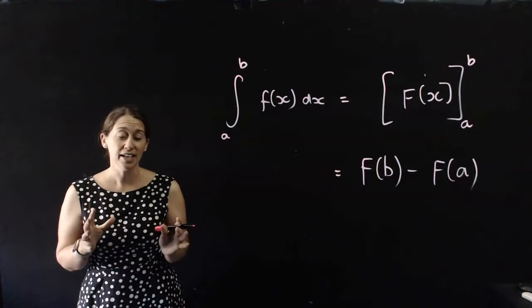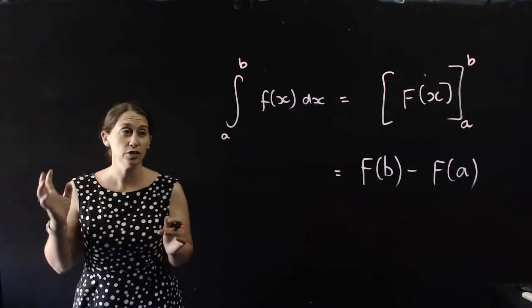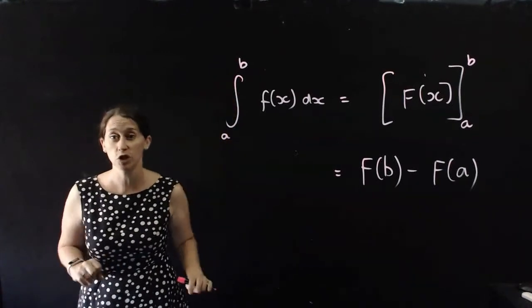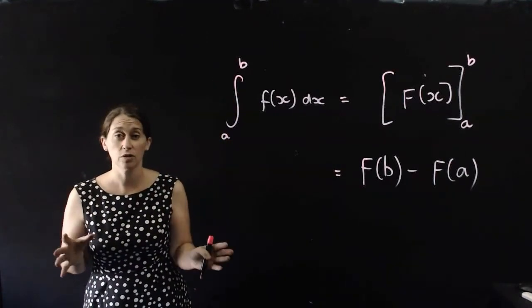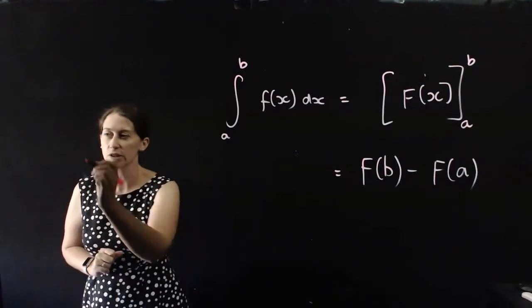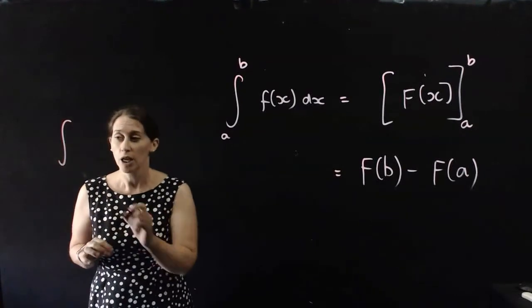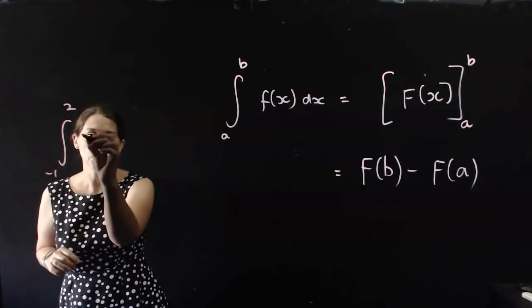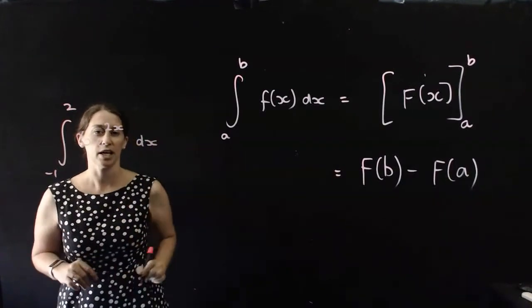Now you can calculate the definite integral of any function as long as you've got two values, one at the bottom of the integral sign, one at the top. You can pretty much look at all the functions that we've learned to integrate. So I'll look at another one. Let's look at an exponential function. I'm going to calculate the definite integral between -1 and 2 of 6e to the 2x with respect to x.